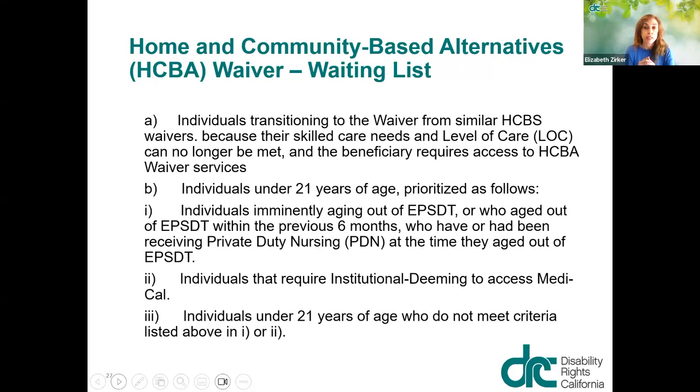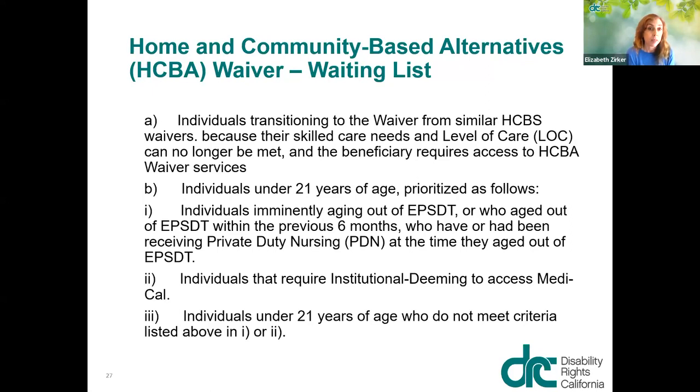DHCS has issued guidance about how the waiting list will be managed, and different priority groups have been established. So the first are individuals who are transitioning to the HCBA waiver from a similar waiver because of their skilled care needs and their level of care can no longer be met in that waiver that they are in. That's the first priority category.